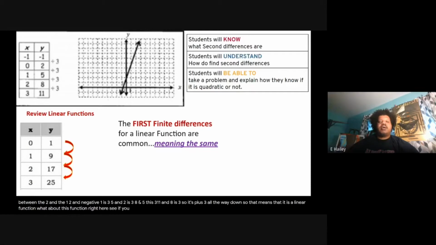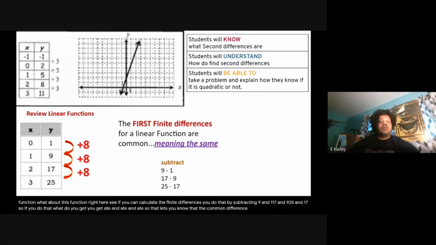Take a moment and see if you can calculate the finite differences. You do that by subtracting 9 and 1, 17 and 9, 25 and 17. So if you do that, what do you get? You get 8 and 8 and 8. So that lets you know that the common difference on this particular function is 8. And since that is finite differences, that means that this is a linear function.